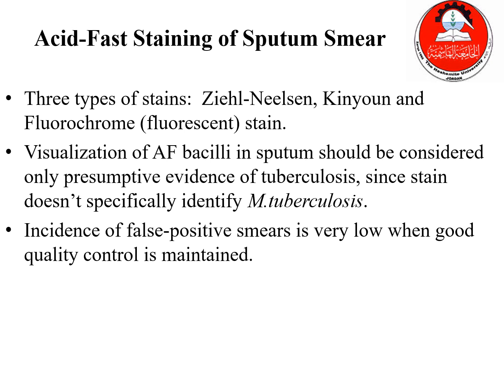For acid-fast stain, we have 3 types of stain. The first is Ziehl-Neelsen, then Kinyoun, and we have the fluorescent stain, which is called fluorochrome. Usually we visualize the acid-fast bacilli in the sputum, and this should be an initial evidence of the infection with Mycobacterium tuberculosis, but as we said, the gold standard is the culture.